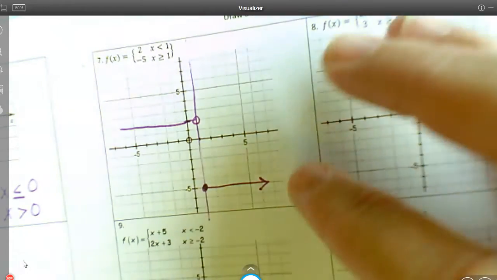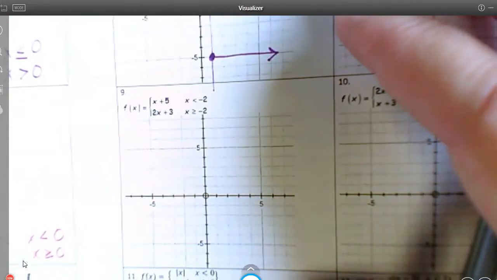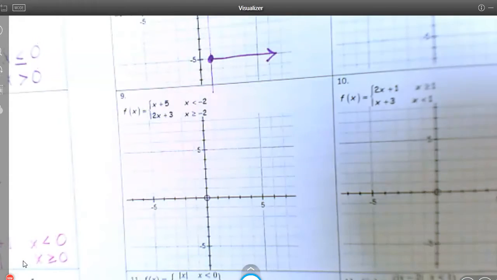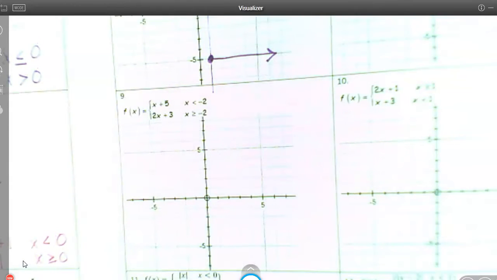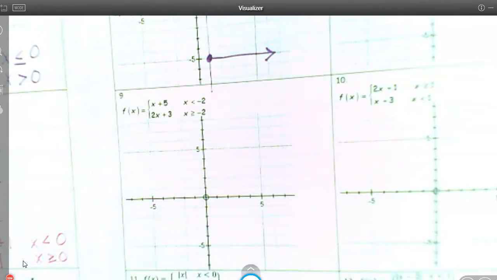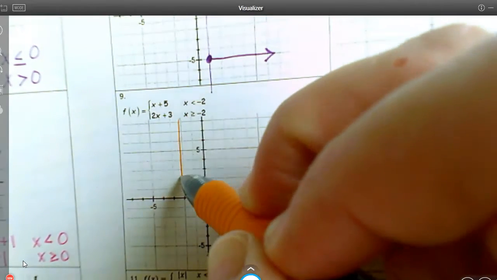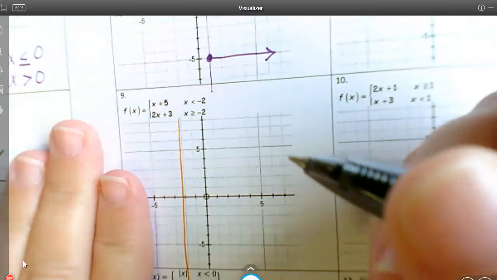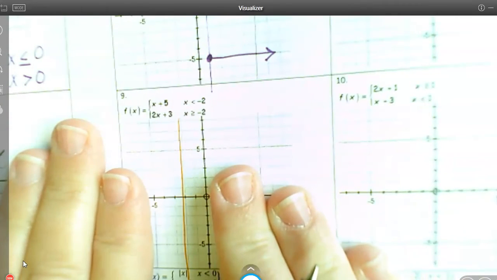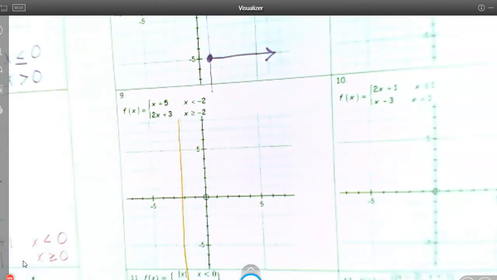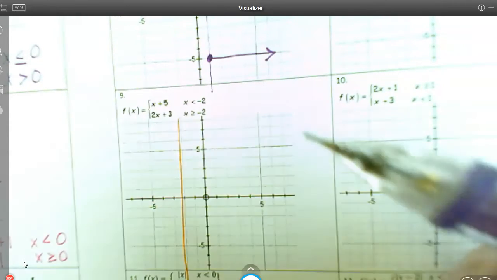Let's look at another one. We're going to skip 8 a second. Let's look at 9. That way you can see what it looks like to have two lines drawn. So, okay, on this one it tells me that -2 is our place where it's going to change. So I know I'm going to have one line on this side and one line on this side. Okay? And this is one where I think the pencil is important, especially for the less than part of -2.